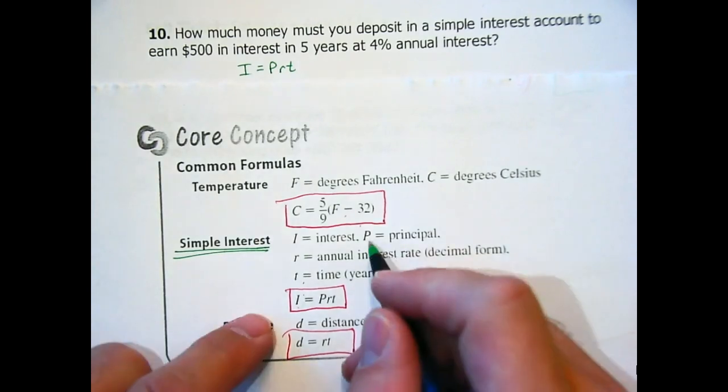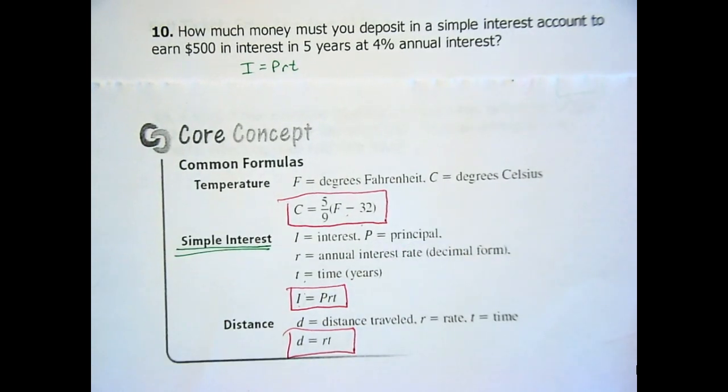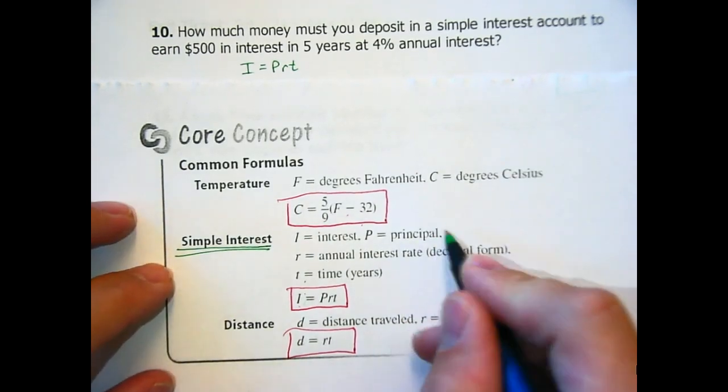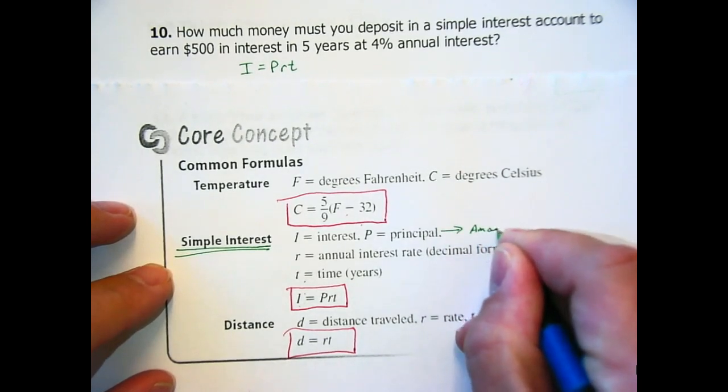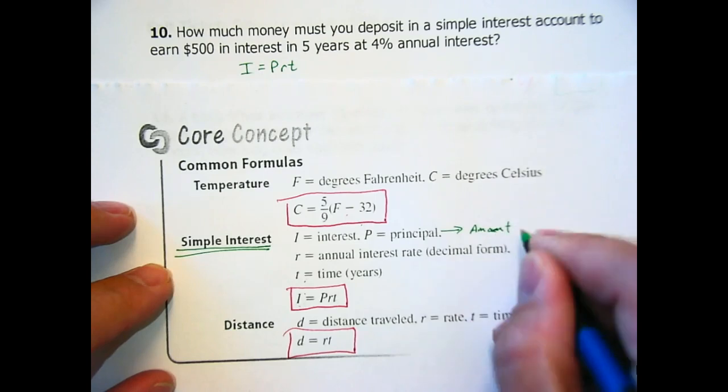Okay? P is your principal. It's the amount of money you put in the bank. So like if you deposit $200 in the bank, that is your principal amount. And then from there you gain interest. We call this principal the amount you deposit, or the amount you start with.